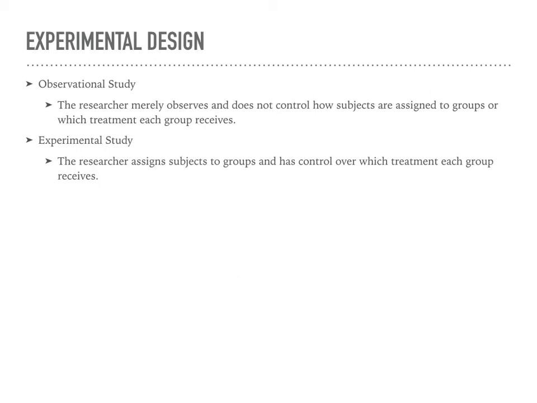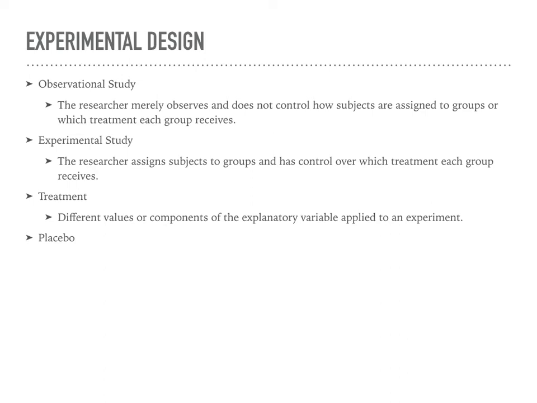You're probably wondering, what's a treatment? So treatments are different values or components of the explanatory variable applied to an experiment. So say you're doing a study on a weight loss drug. The treatment there would be giving them the weight loss drug or not giving them the weight loss drug and seeing the results. Now, sometimes you don't want people to know if they received the treatment or not, so you might give them a placebo instead. A placebo is an inactive treatment that has no real effect on the explanatory variable.